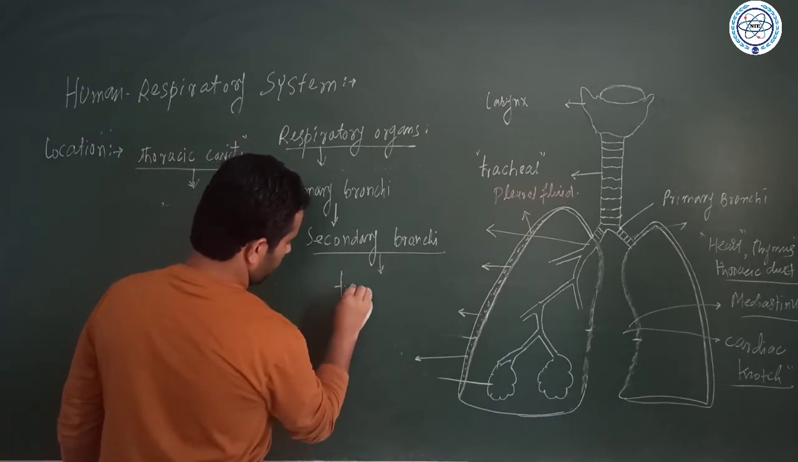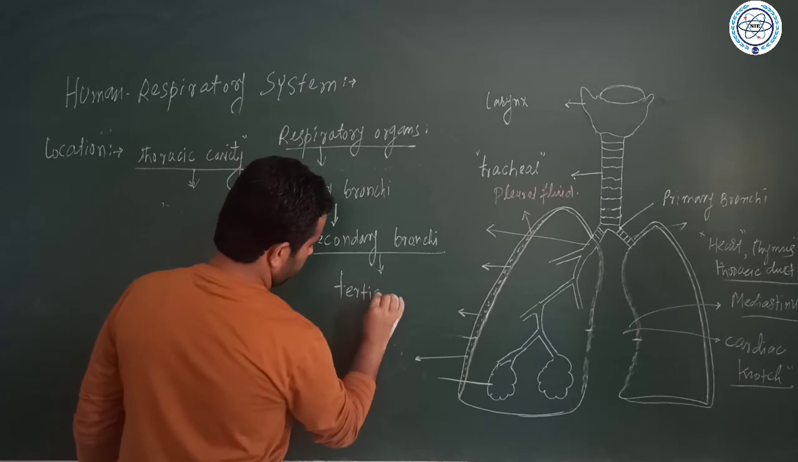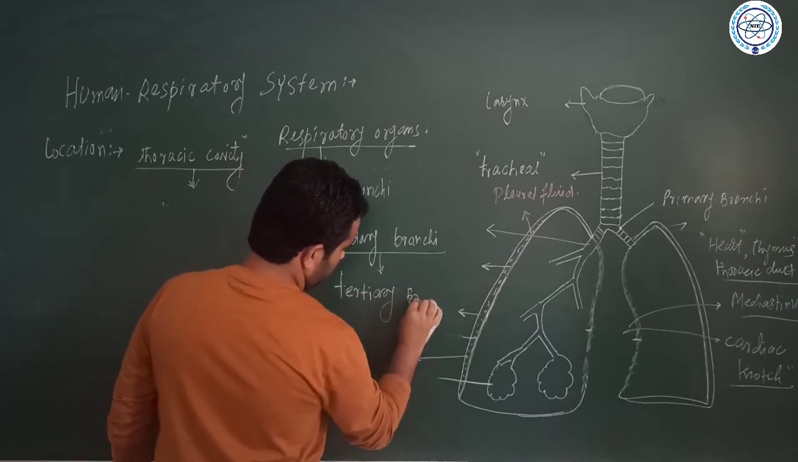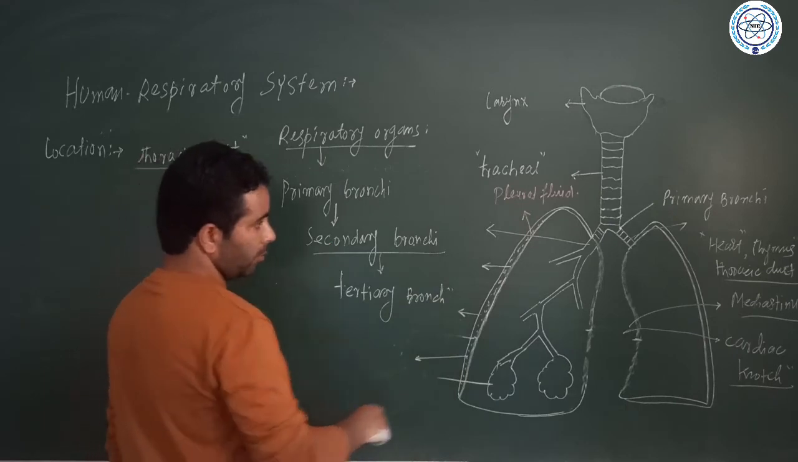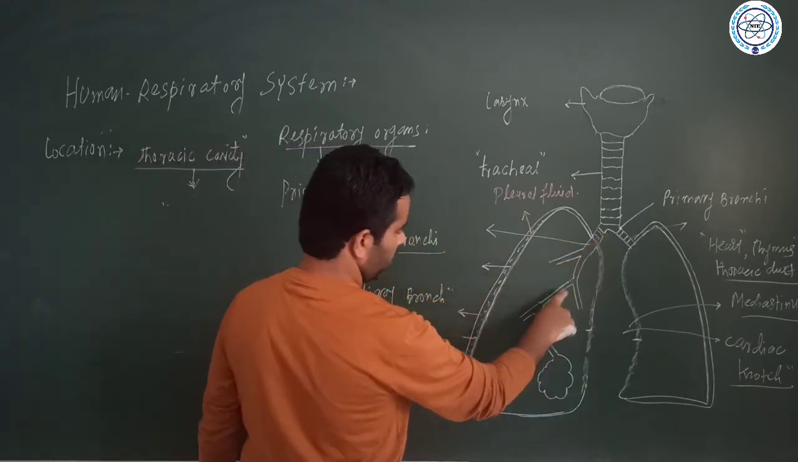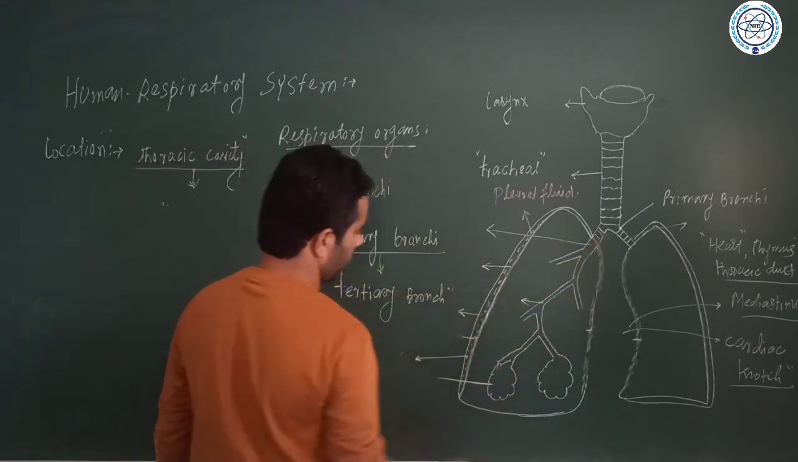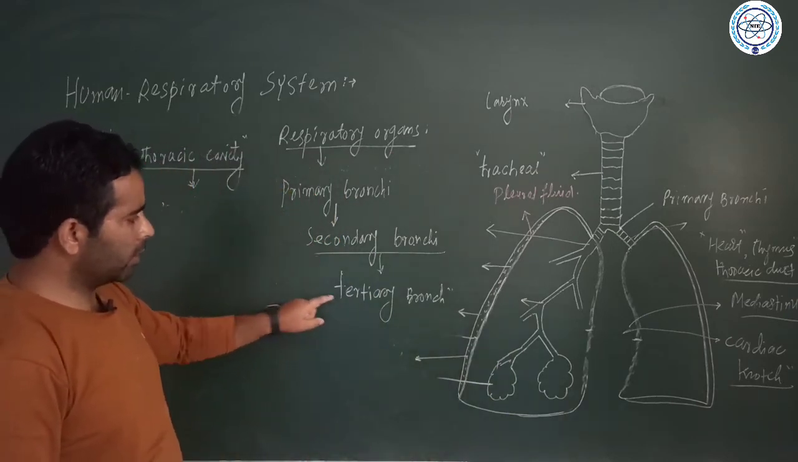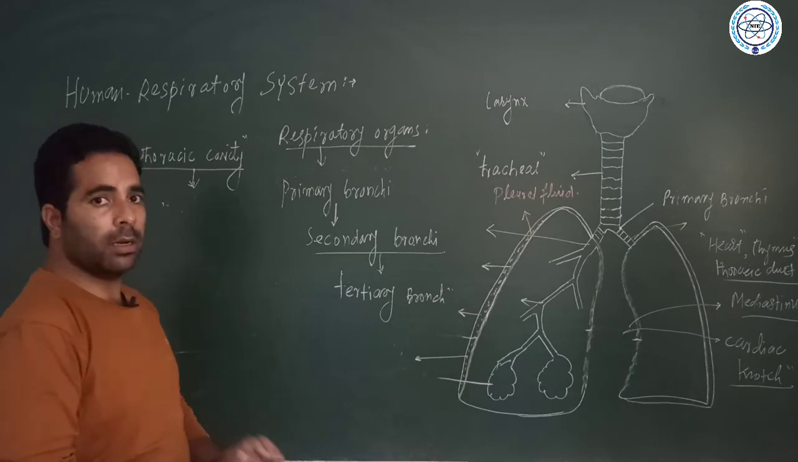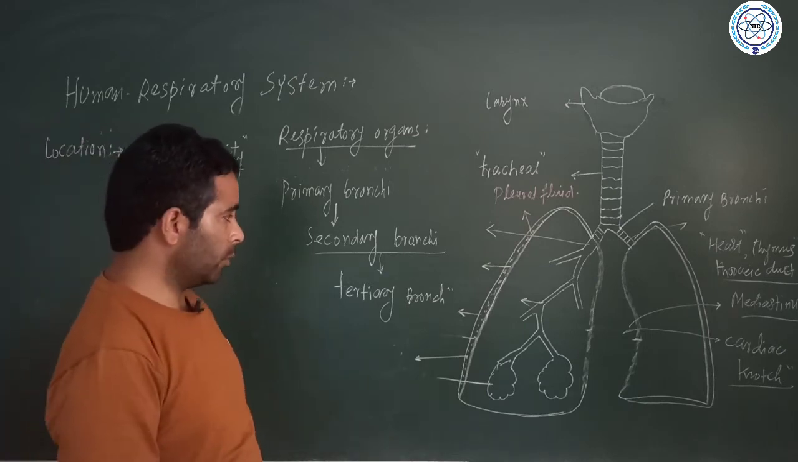Tertiary bronchi. If we concentrate on this diagram, this is the primary bronchi, then we have the secondary bronchi, then we have the tertiary bronchi here, for example, right? So this is the first division, secondary bronchi, tertiary bronchi. Now we have to remember a very important point here.